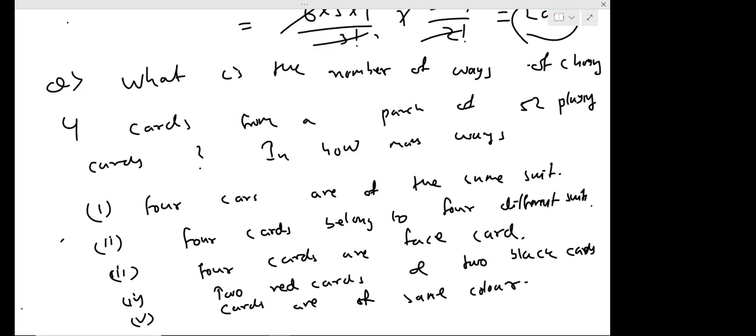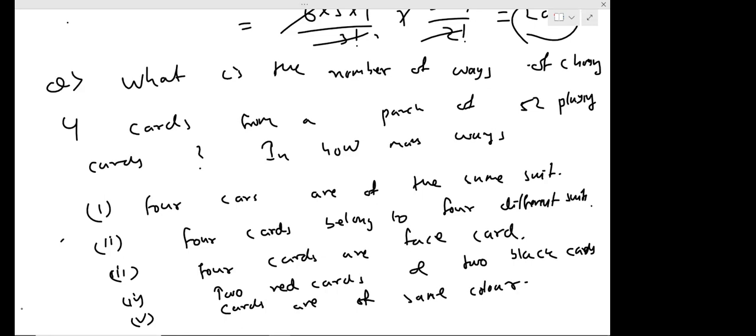Okay, this is a multi-part question. You have to solve all of them. Sir, can you read this question from the starting? Okay. What is the number of ways of choosing 4 cards from a pack of 52 playing cards? This is the first question. Then the second part starts. In how many ways? The first part: 4 cards are of the same suit.